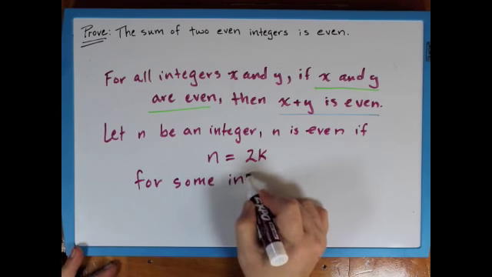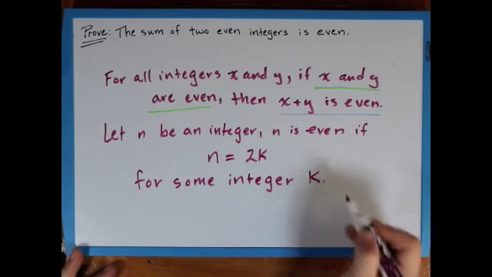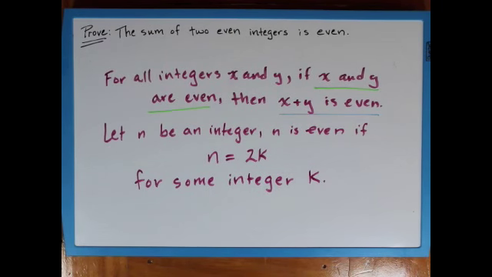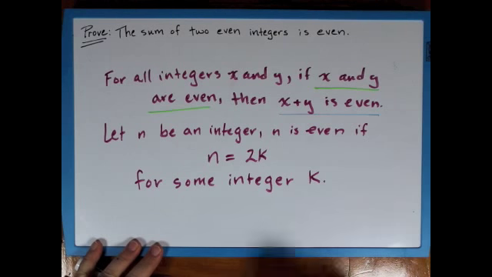Now here k is just kind of like a dummy variable. In other words, I could have said n equals 2w for some integer w. So as long as k or w or whatever letter of the alphabet I pick is an integer, n will be an even integer. Okay, now I really have the foundation laid out for this proof and I feel like I'm ready to start. I've written the statement as a conditional and I've laid out any relevant definitions for the proof.